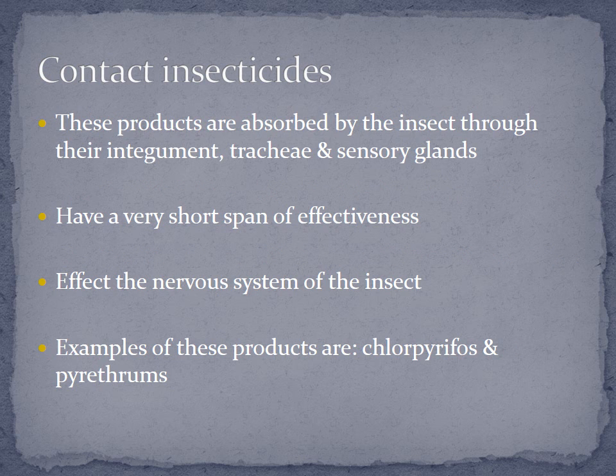Our next group of insecticides is going to be contact insecticides. These products are going to be absorbed by the insect through their integument, trachea, or sensory glands. They have a very short span of effectiveness and usually affect the nervous system of the insect. Examples of these products are chlorpyrifos and pyrethroids.